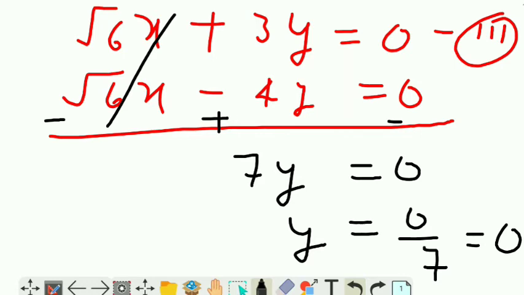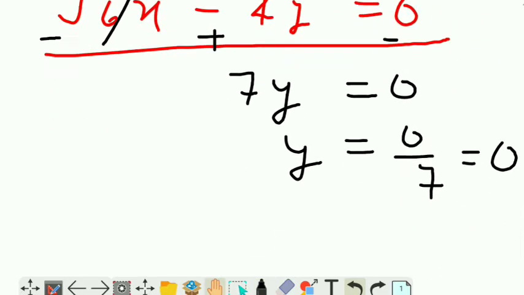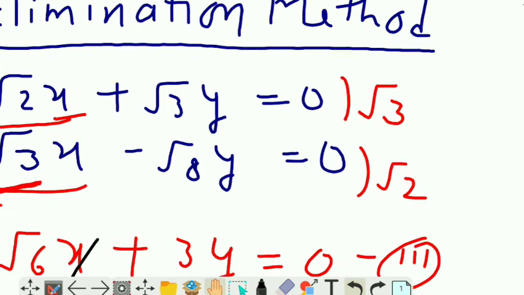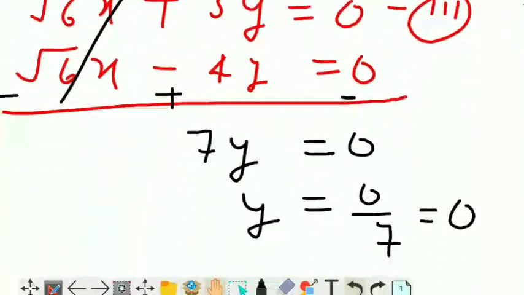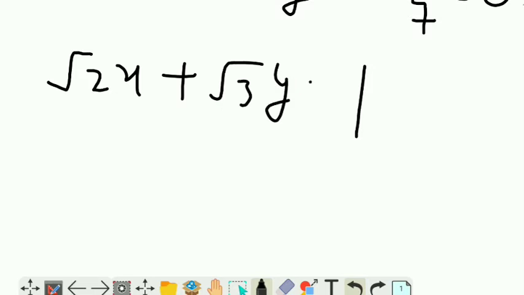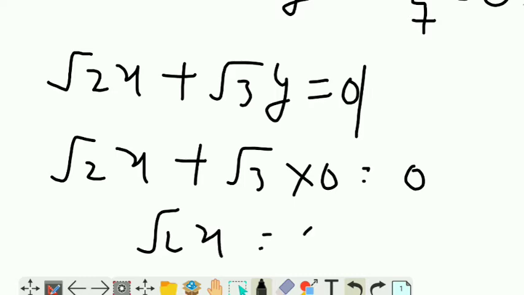Got it? Now we will do the same procedure which we have done in the substitution method. We will put the value of y in any one equation. So what were the equations? The first equation was root 2x plus root 3y is equal to 0. Here the value of y we have just found is 0. Root 2x plus root 3 into 0 is equal to 0. So root 2x is equal to 0. So it implies that x is also 0.